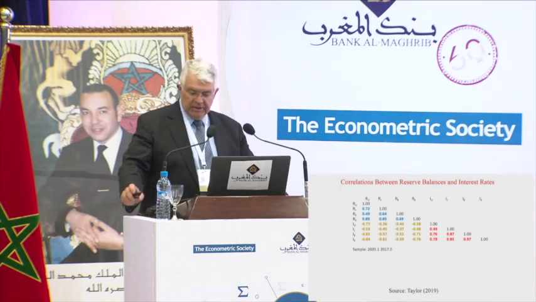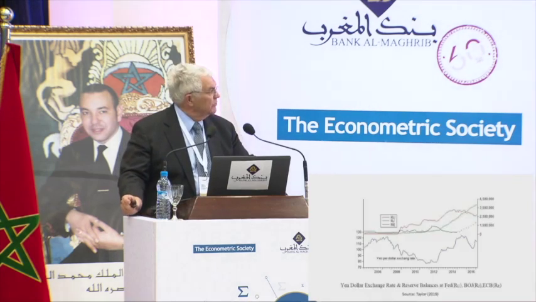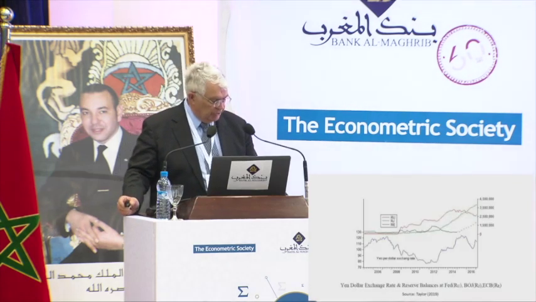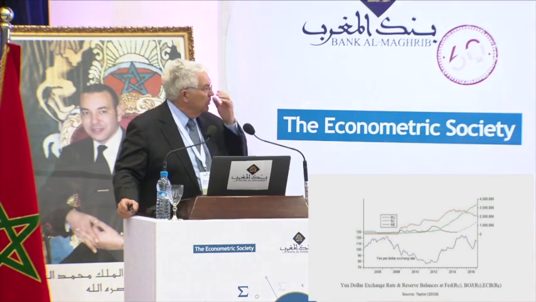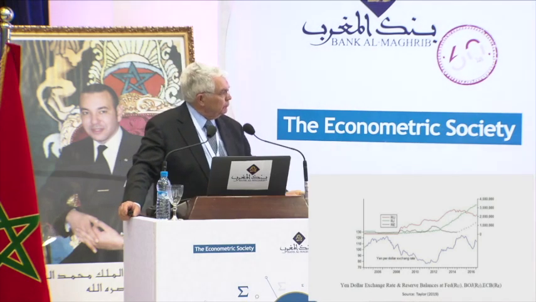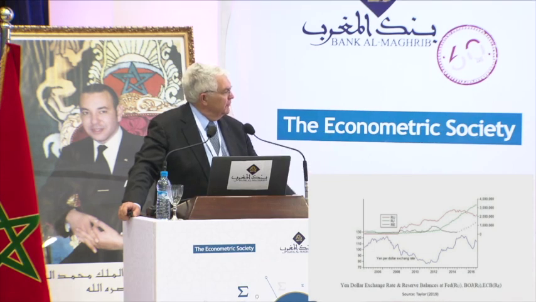Okay, so that's just the data, a very quick summary. But here's a time series chart that also describes this. These are reserve balances for the US (RU), Japan (RJ), and the ECB (RE). The period goes 2005 through 2016. And I'm also plotting the dollar-yen exchange rate in between.